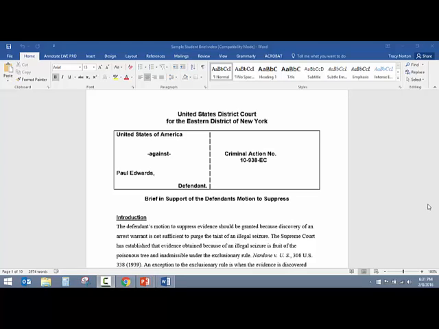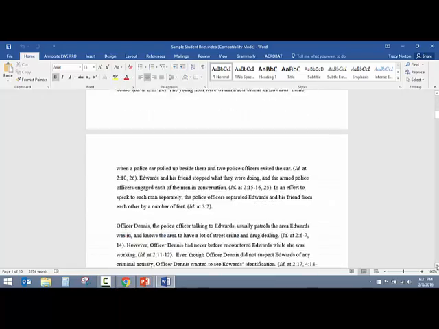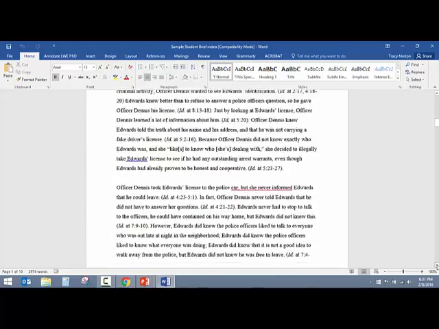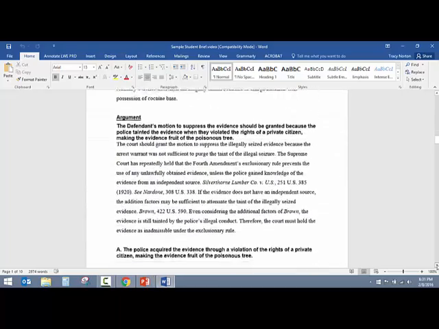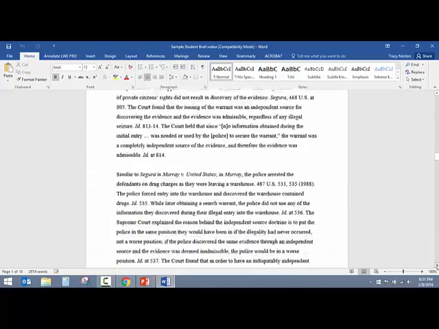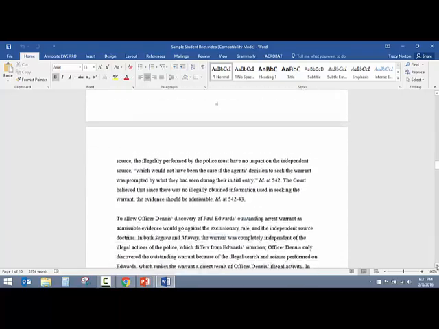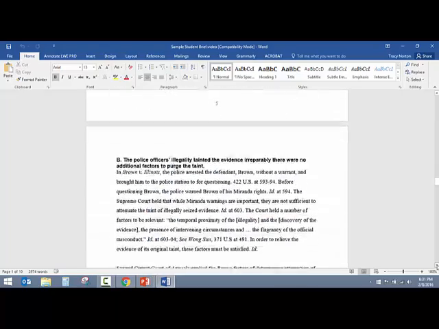Okay, so the basic components of the trial brief are an introduction, which you see here, and then a statement of facts, which you see here, and then the argument itself, which, as you can see, is organized very much like an argument that you would have used last semester.